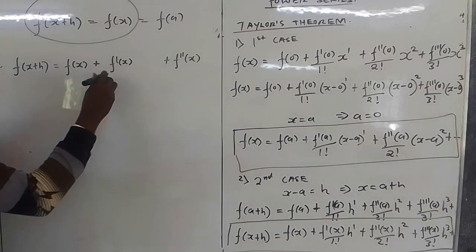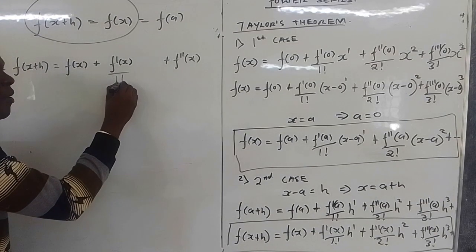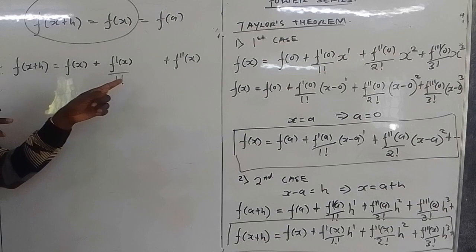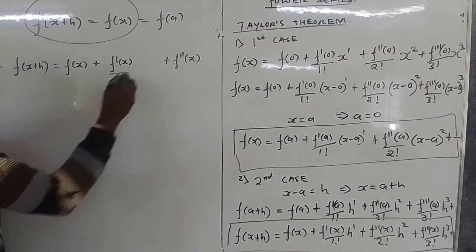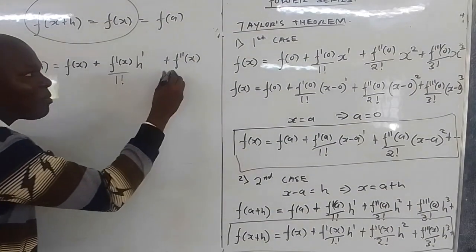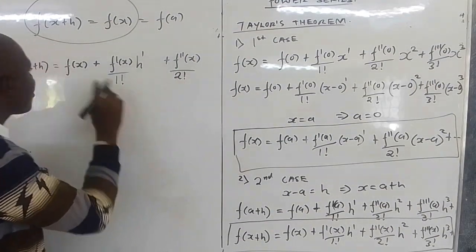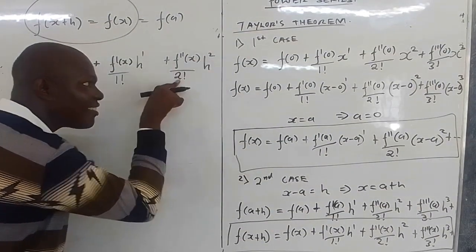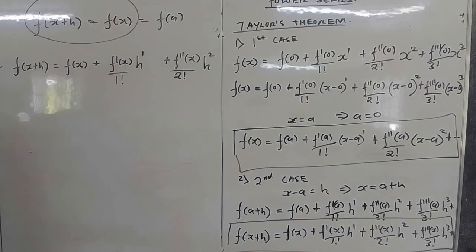If I have f prime of x, then it means it is over 1 factorial, and because this one has h, it means h raised to power 1. When I have f double prime of x, meaning it is over 2 factorial, then h squared. Are you seeing how to get there?